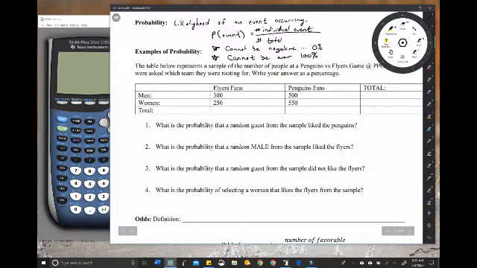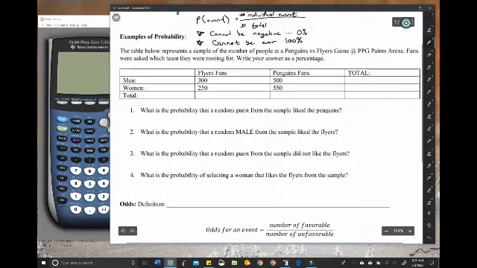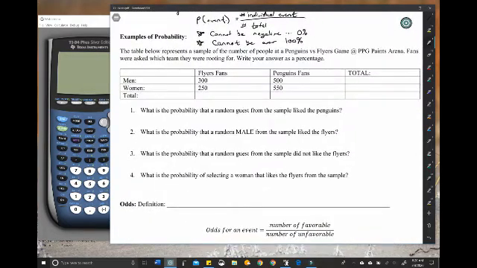So let's look at one example here. A lot of times there's giveaways at concerts and games and such. So the table below represents a sample of the number of people at a Penguins vs. Flyers game at PPG Paints Arena. Fans are asked which team they are rooting for. Write your answer as a percentage, okay?